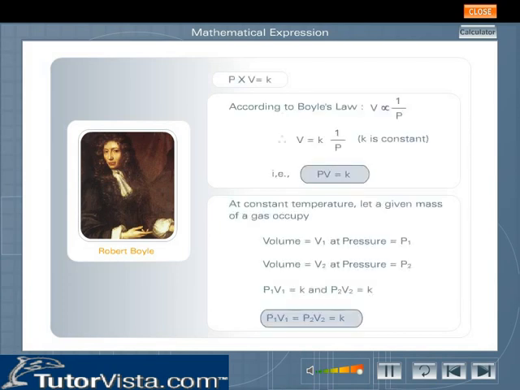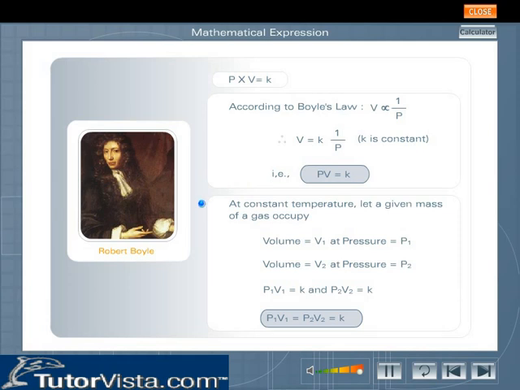In the mid-1600s, Robert Boyle studied the relationship between the pressure P and the volume V of a confined gas held at a constant temperature. Boyle observed that, temperature remaining constant, the volume of a given mass of dry gas is inversely proportional to its pressure. That is, V is proportional to 1 by P. The product of the pressure and volume is nearly a constant at constant temperature. P into V is equal to K, where K is a constant of proportionality called the Boltzmann's constant.